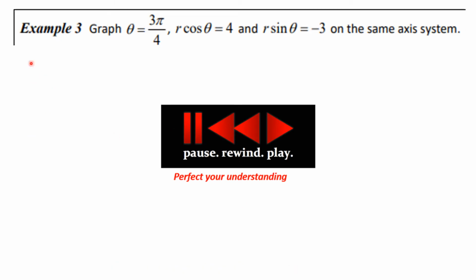To make these your own, I'm going to ask you to do a problem here. I encourage you to try this. Graph theta equal 3 pi over 4, r cosine theta equal 4, and r sine theta equal minus 3 on the same xy axis. You know what to do. Let's see how you did. And if you got it done, congratulations. If not, you'll learn something. So either way, you win.